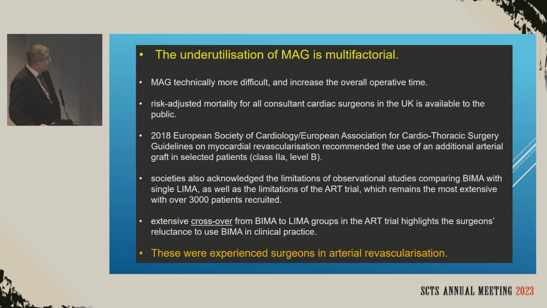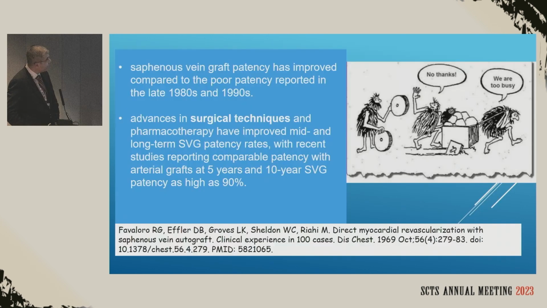And the European guidelines clearly state the use of a second arterial graft as a 2A indication, and even the societies admit that there are limitations, as most of the studies, mainly comparing BIMA with single LIMA, are observational. And possibly the high crossover from BIMA to LIMA noticed in the ART trial showed the reluctance of surgeons to use BIMA in clinical practice.